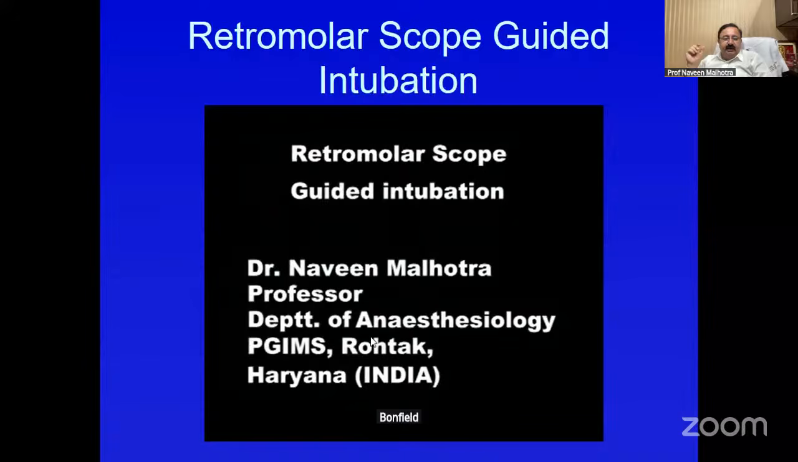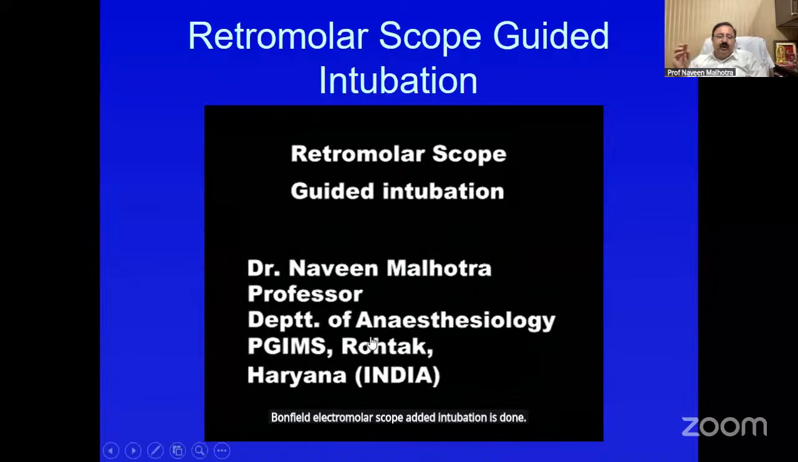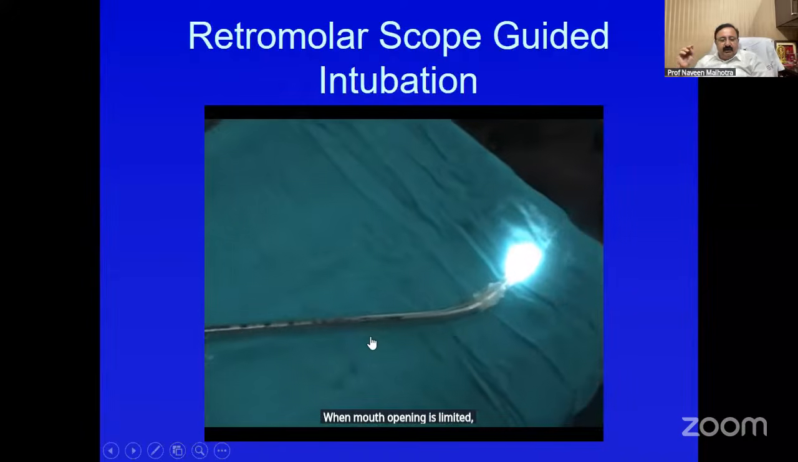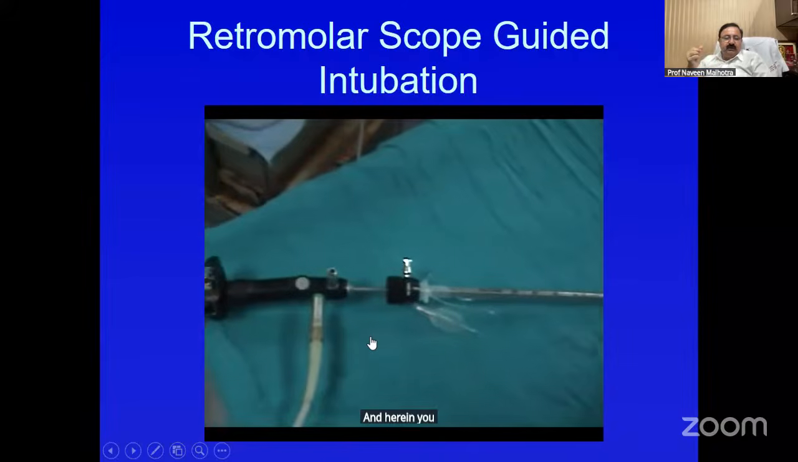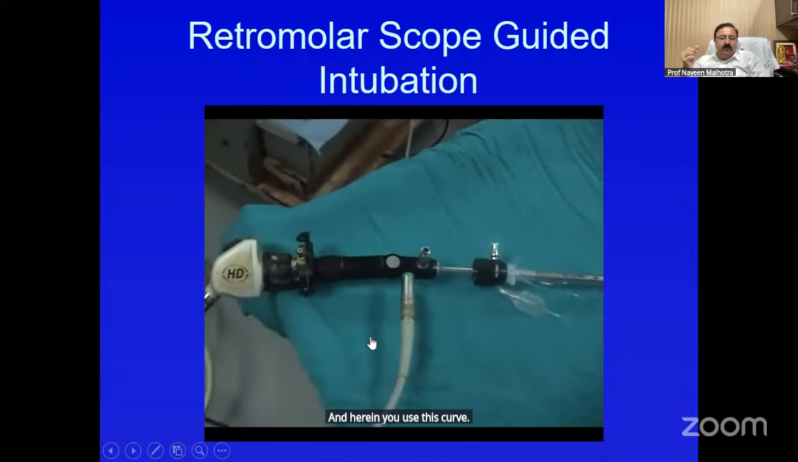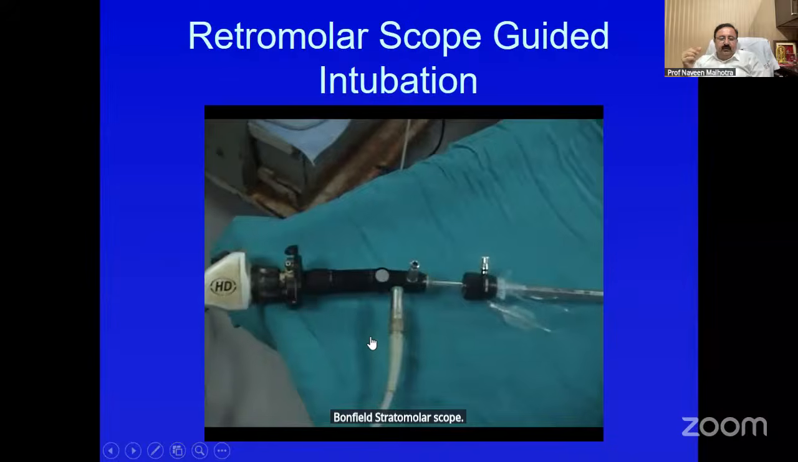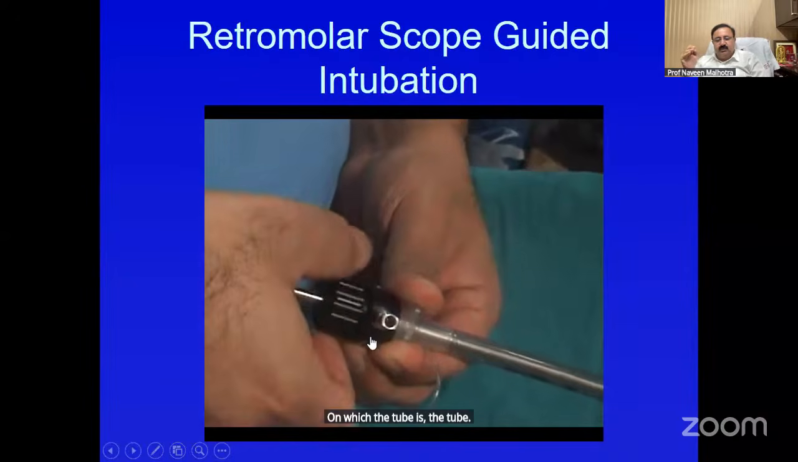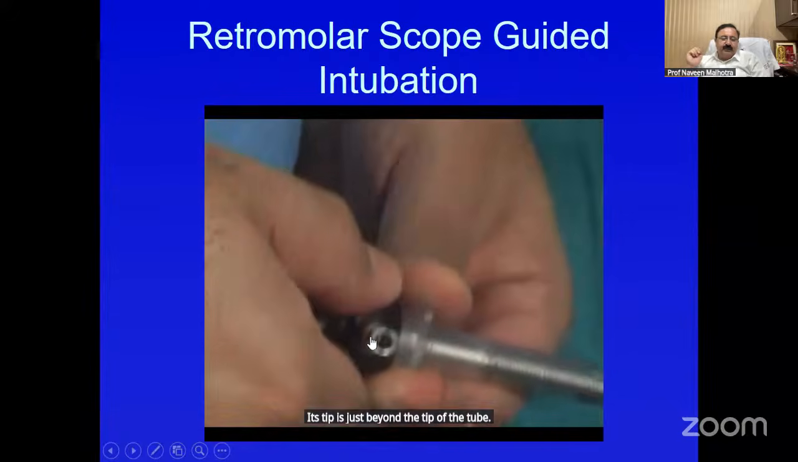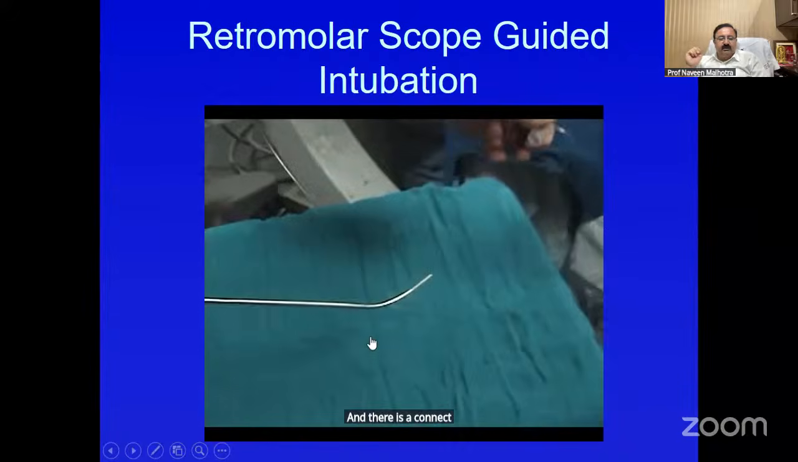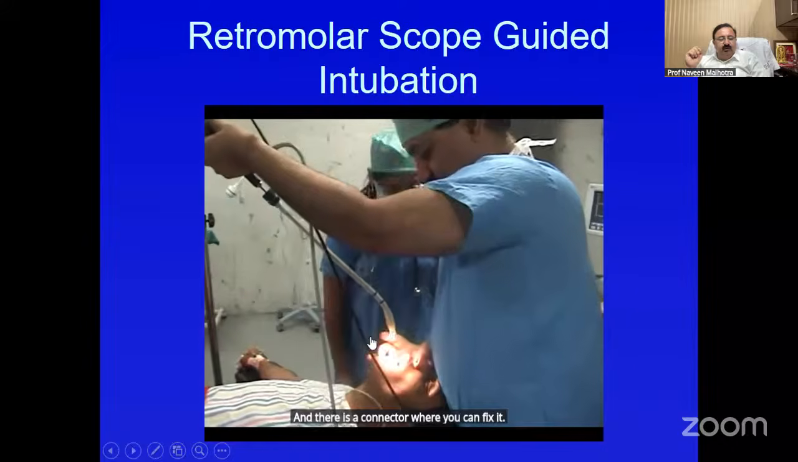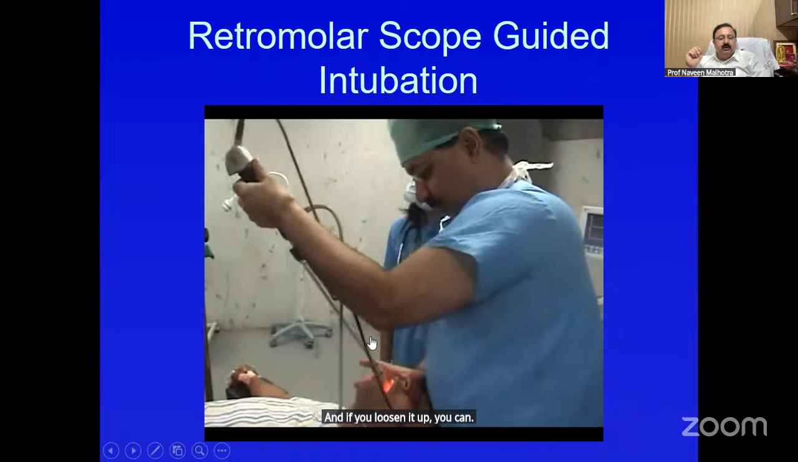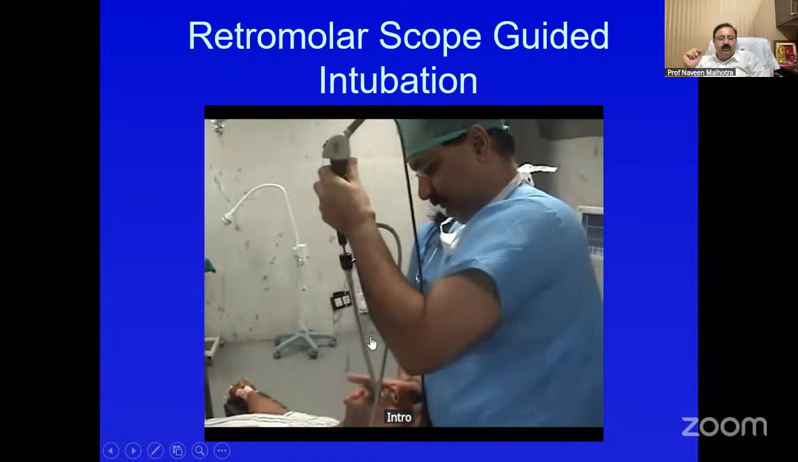Bonfils retromolar scope guided intubation is done when mouth opening is limited, and herein you use this curved Bonfils retromolar scope on which the tube is mounted, its tip just beyond the tip of the tube, and there is a connector where you can fix it, and if you loosen it up, you can introduce the tube into the trachea.